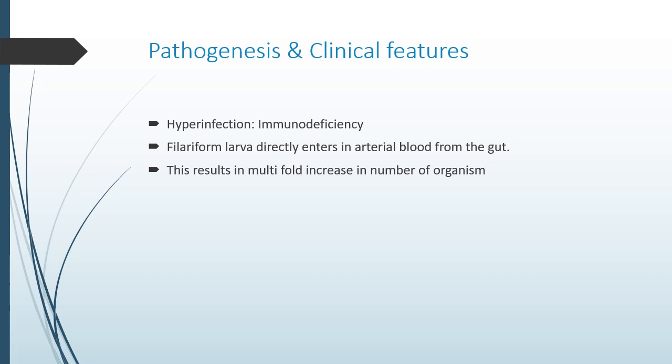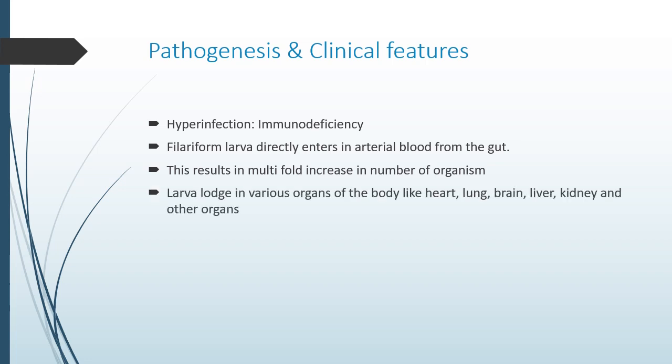What happens here is that filariform larva directly enters the arterial blood from the gut. The adult worm lays the egg in the gut, and it would convert into rhabditiform larva. That rhabditiform larva need not come out in the stool, but it would convert in the gut into filariform larva, and through the gut only it would infect the person. So that results in a multifold increase in the number of organisms. That's why it is very dangerous. That larva enters the blood and lodges in various organs of the body, like heart, lung, brain, liver, kidney, and other organs like lymph node, etc. So that's why there is a multifold increase in the number of Strongyloides, and multiple organ involvement would happen.